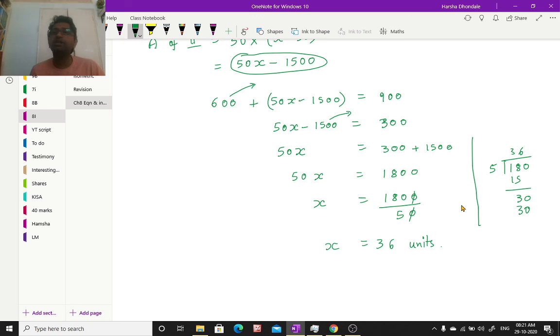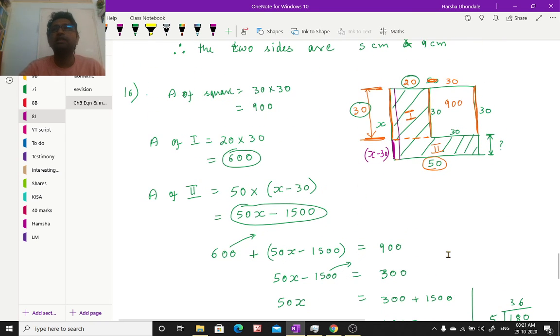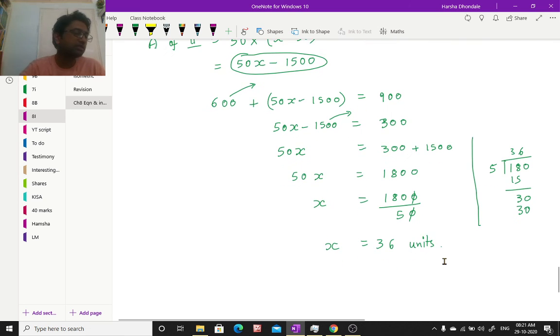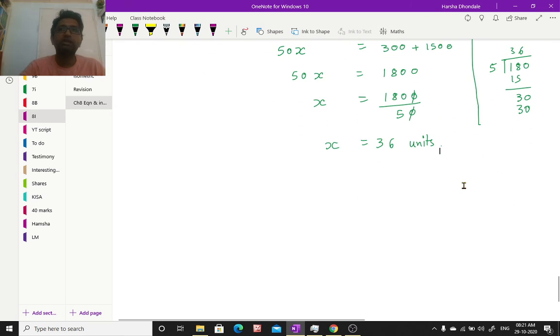If he had mentioned centimeter, then I would have written the unit as centimeter. He's not mentioned anything, so I'll just write it as 36 units. So that's it, we found the missing length. x is equal to 36 units. Okay, that's all for today's class.